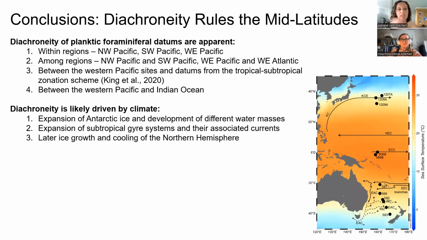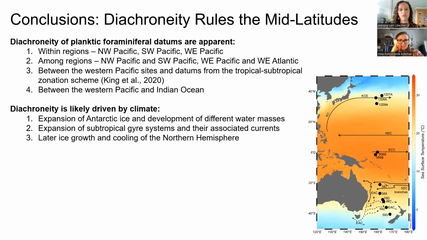So, some conclusions. If you remember this talk, remember diachroneity rules the mid-latitudes. Diachroneity of planktic foraminiferal datums is apparent within regions, among different regions, and also between the Western Pacific sites used in this study, like Hole 806B, compared to datum ages from the tropical to subtropical zonation scheme by King and others 2020. There's also diachroneity apparent between the Western Pacific and the Indian Ocean. Diachroneity is likely driven by climatic patterns and probably tectonic events too.